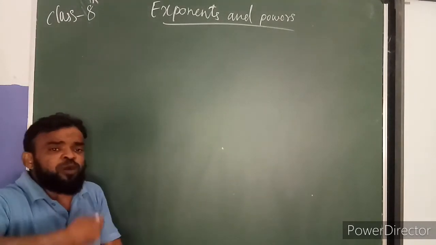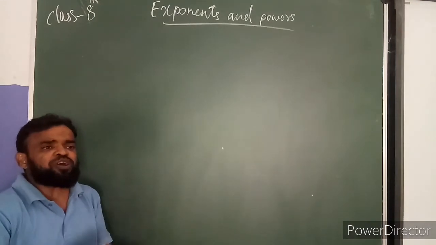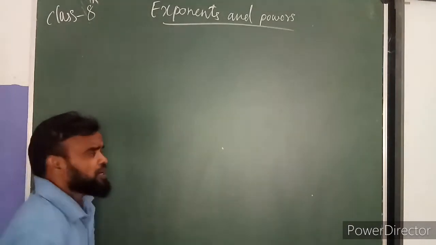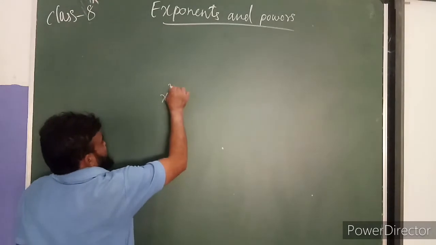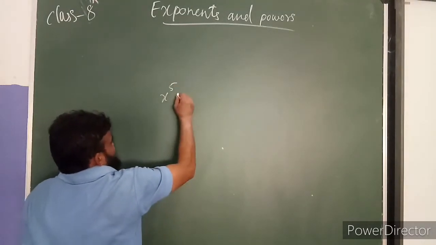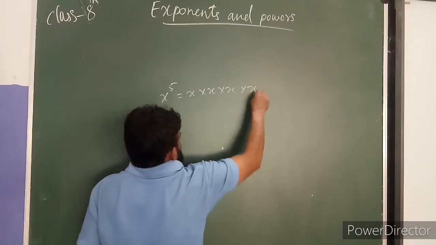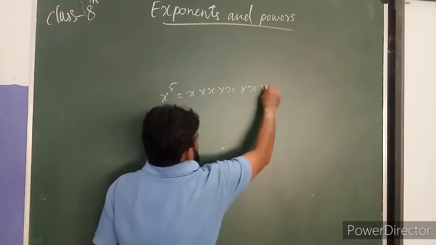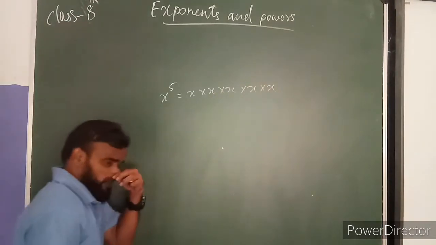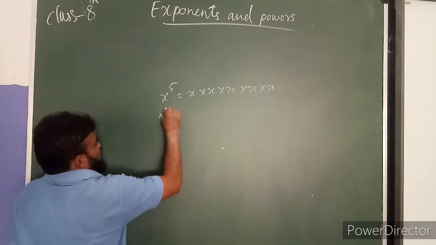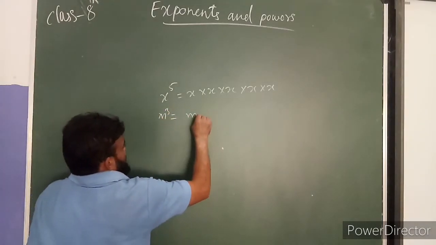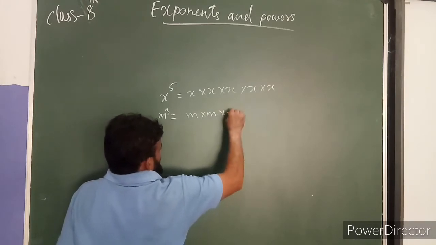The repeating form of multiplication of the same number or variable is an exponent. Right? Example, x to the power of 5. We can write x into x into x into x into x, five times. Right? m to the power of 3 is m into m into m. Right?